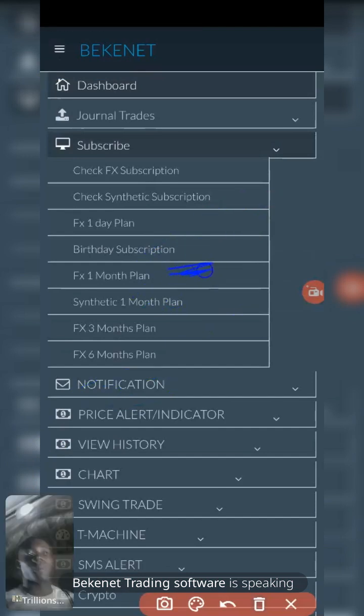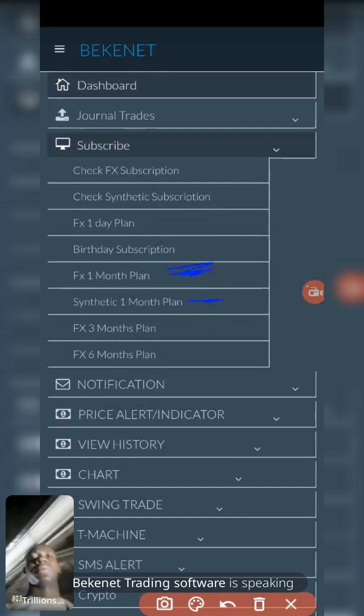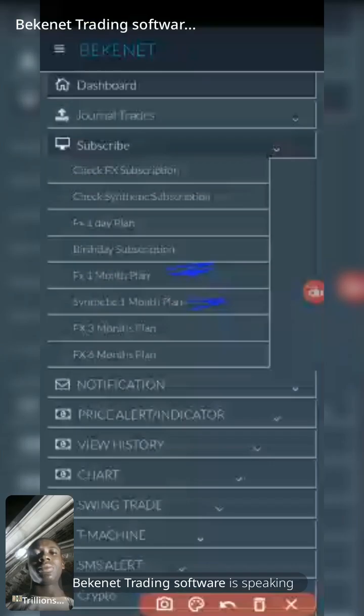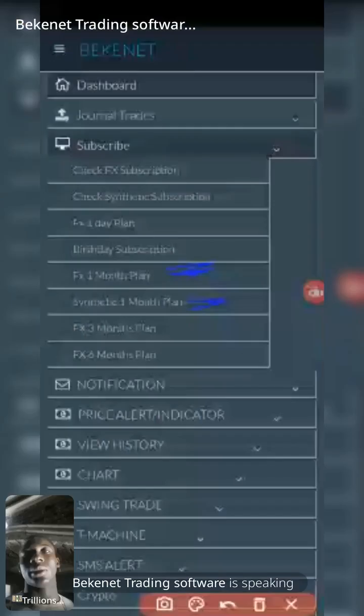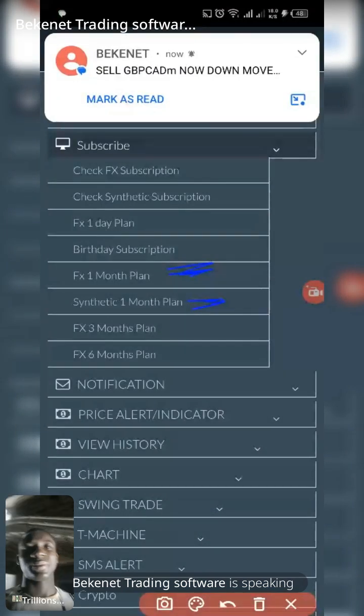Select the 1 month plan if it's forex. If it's synthetic, select the 1 month plan and make payment. Then we'll activate it for you. That's the only thing you need to do. Then we'll add you to the sniper group where other traders are. It's as simple as that.